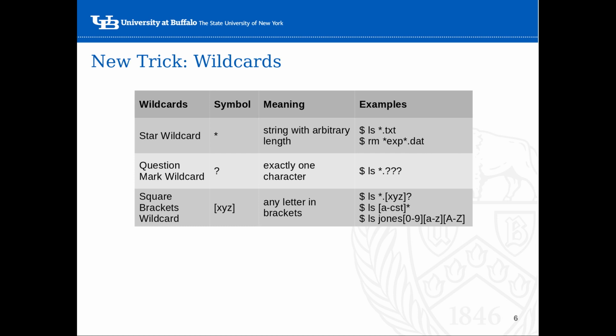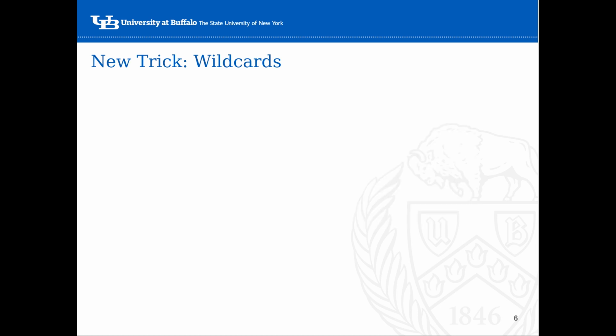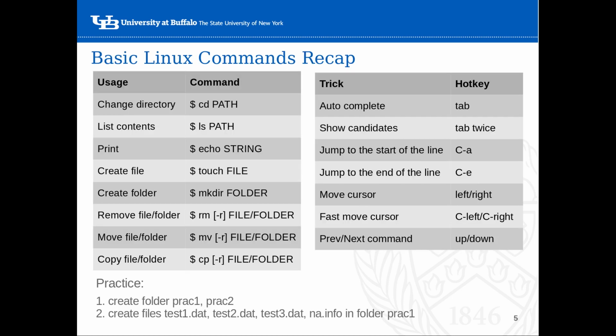All right. So the second one: you have star before the exp, and you have star after the exp. Do you know what the meaning of this one is? Yes, it will remove everything that has exp in the middle of the name and ends with .data, right? So this is very useful, the star wildcard. You can combine this notation with a lot of different commands we introduced here. Like you can move multiple things, you can remove multiple things, you can copy multiple things.